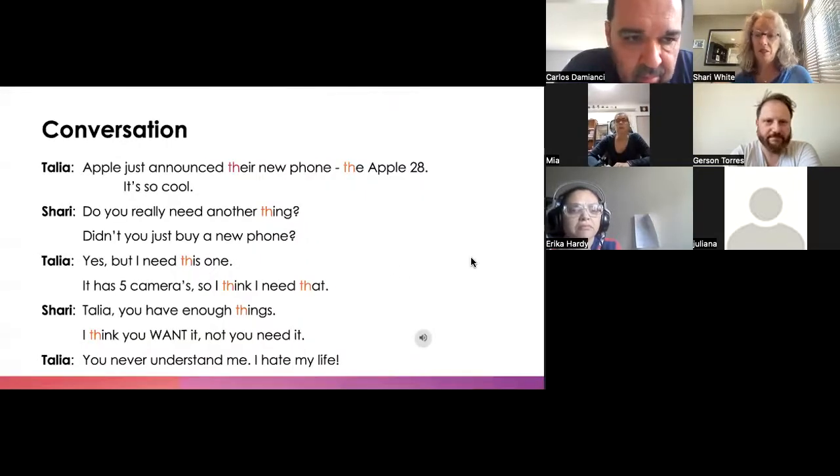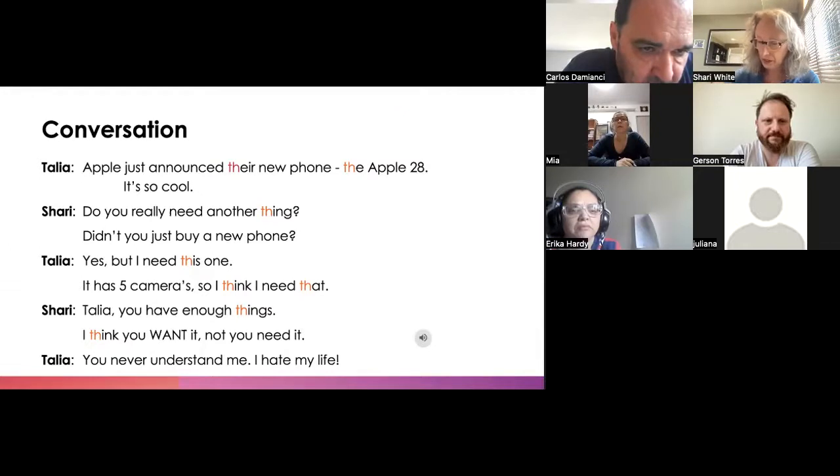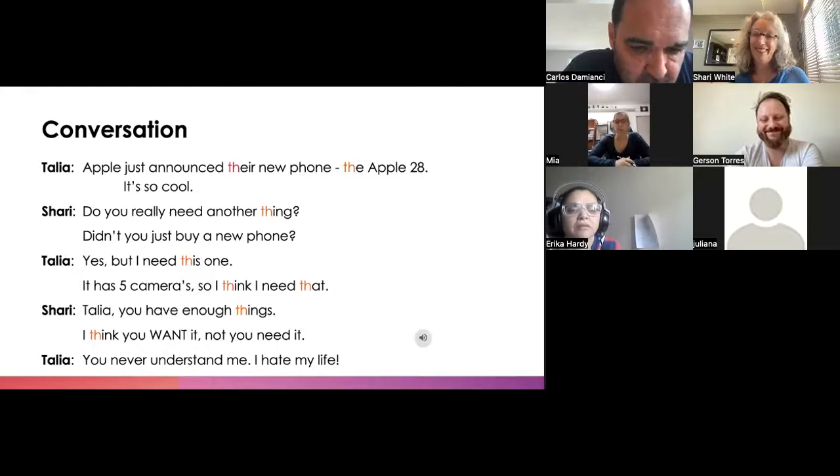Apple just announced their new iPhone, the Apple 28. It's so cool. Do you really need another thing? Didn't you just buy a new phone? Yes, but I need this one. It has 5 cameras, so I think I need that. Talia, you have enough things. I think you want it, not you need it. You never understand me. I hate my life.